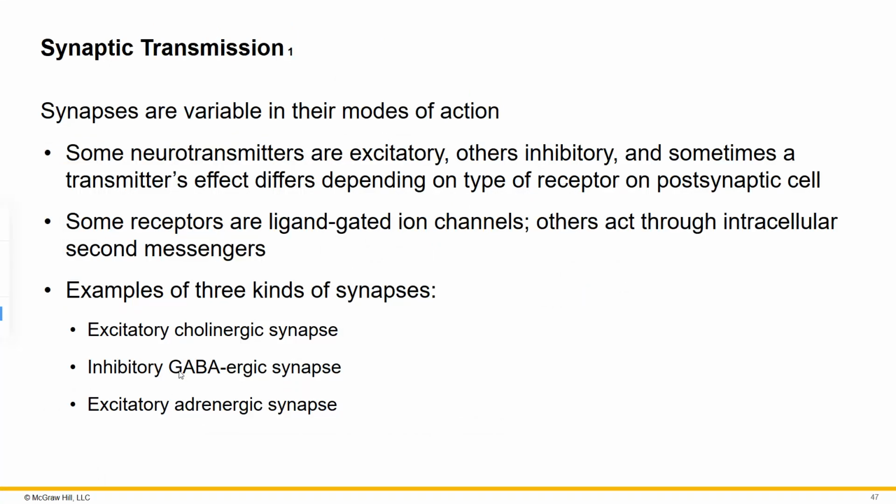Synapses are variable in their modes of action. Some neurotransmitters are excitatory, others inhibitory, and sometimes a neurotransmitter's effects differ depending on the type of receptor on the postsynaptic cell. Some receptors are ligand-gated ion channels, others act through intracellular secondary messengers. Examples of three kinds of synapses: excitatory cholinergic synapse, inhibitory GABAergic synapse, or excitatory adrenergic synapse.